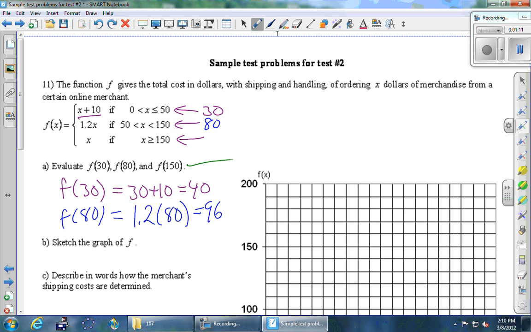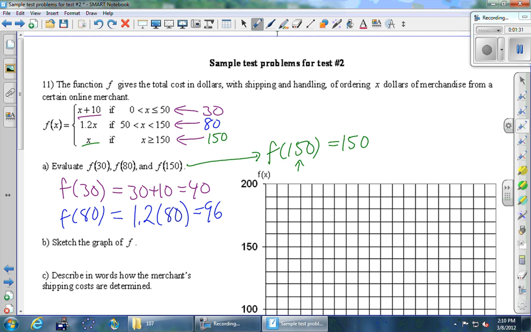And then finally, f of 150. 150 is in the last rule, just barely. It's the first number that gets to apply that last rule. And the last rule is just x, so you just copy the number that's in the parentheses. f of 150 is 150.